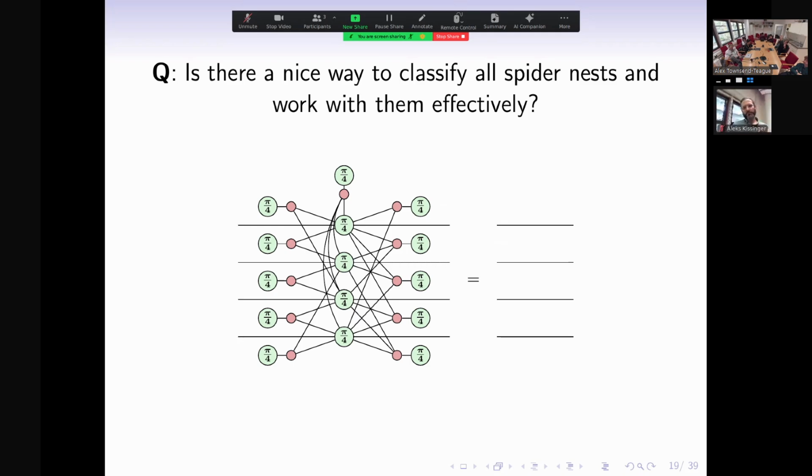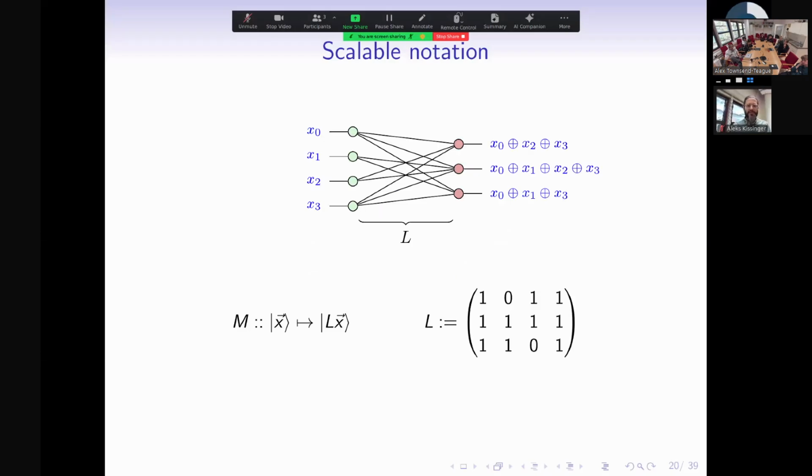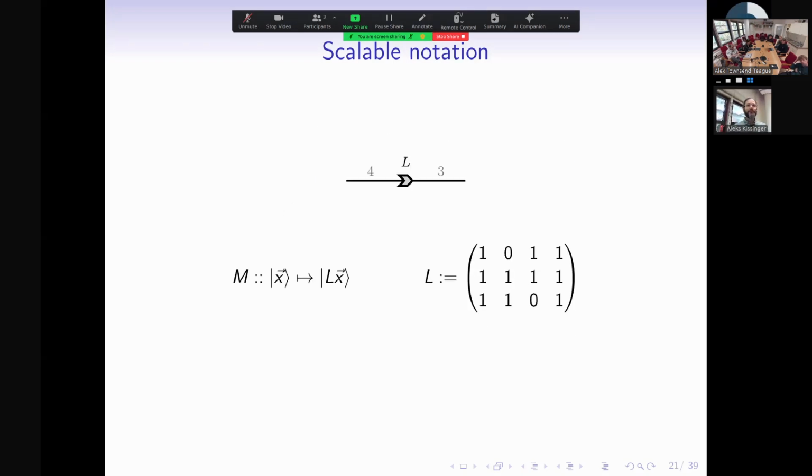So the question we started asking is, can we classify all of these really complicated identities and work with them in an effective way? It turns out that we can, but working with them as these big nasty ZX diagrams is not a nice way to work with them. So we use this thing called scalable notation. Scalable notation is where, rather than writing single qubits, I actually write registers of qubits. Here I've got something from 4 to 3, and it's got some connectivity like that. I'll just write it like this.